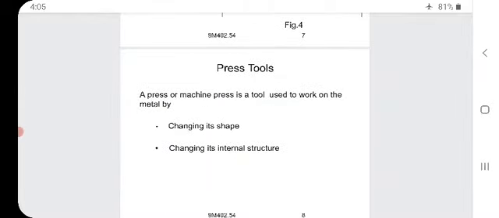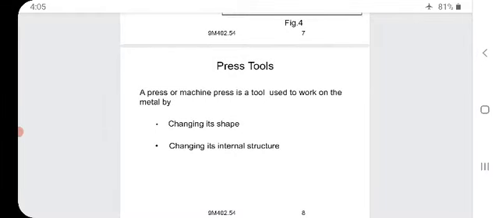Press tools. Now we are going to see the press tools. So what is meant by a press tool? A press or machine press is a tool used to work on metal by changing its shape or changing its internal structure. I repeat, a press or machine press is a tool used to work on the metal by either changing its shape or changing its internal structure.